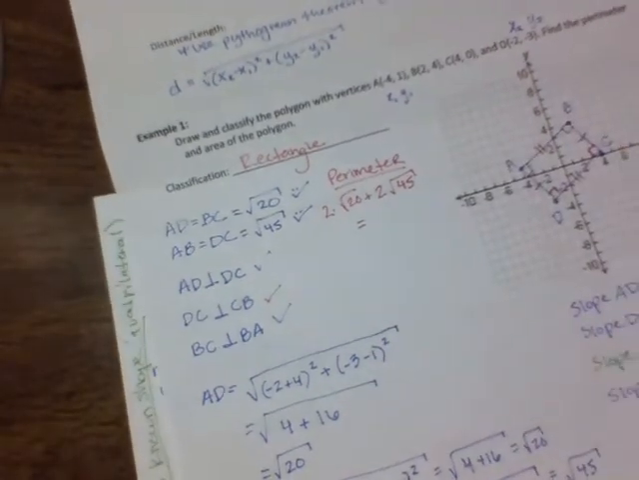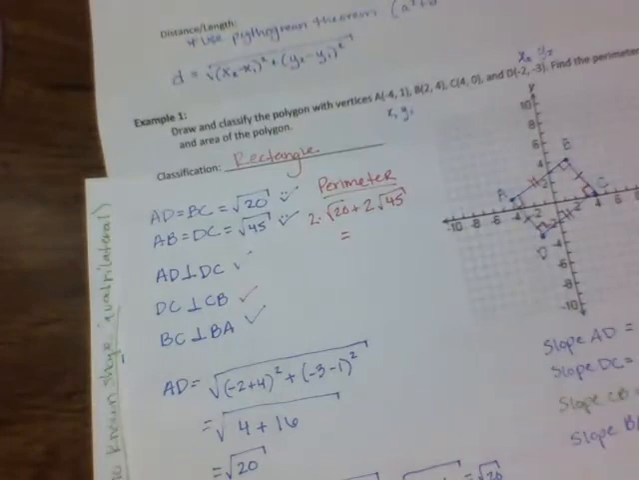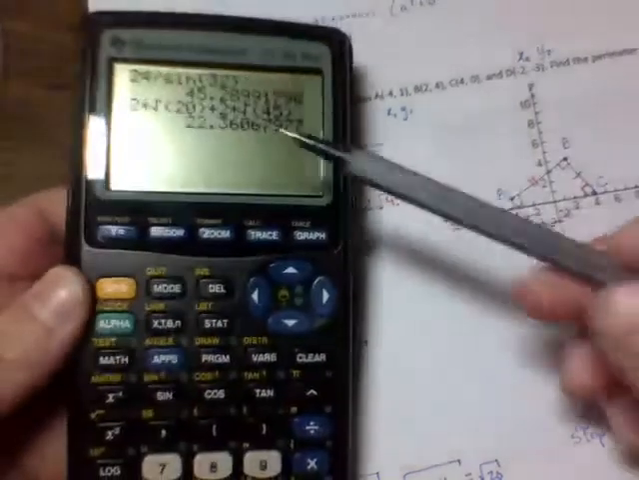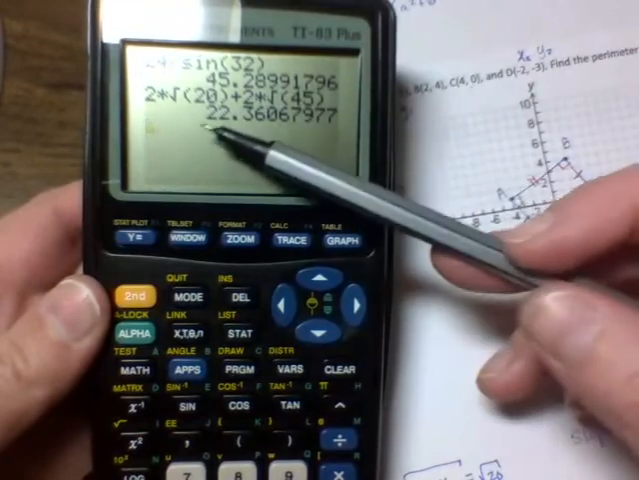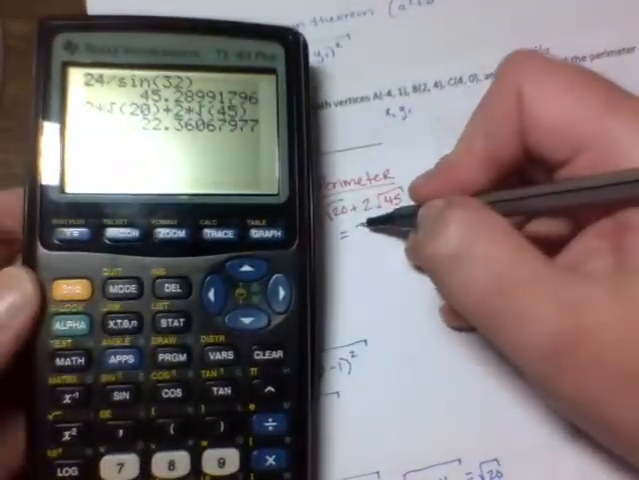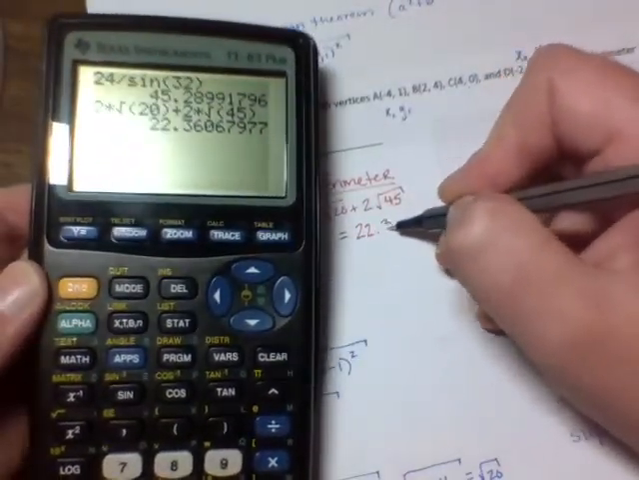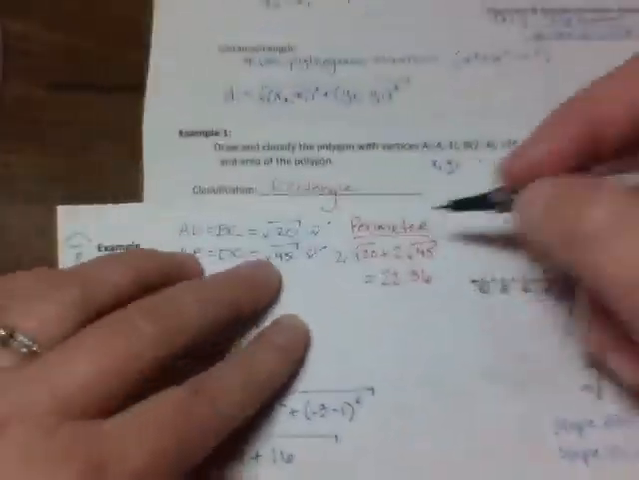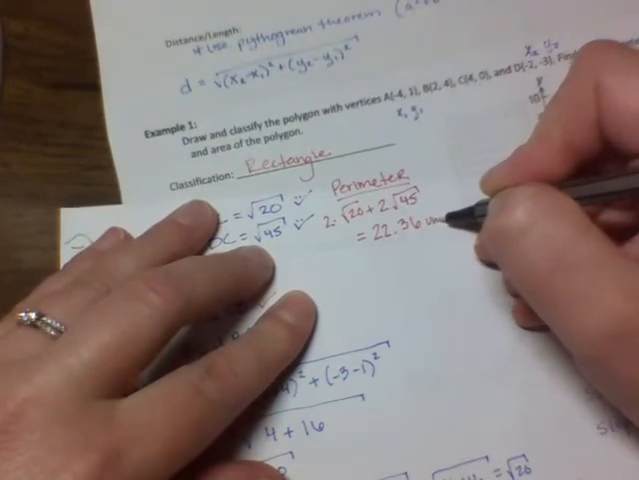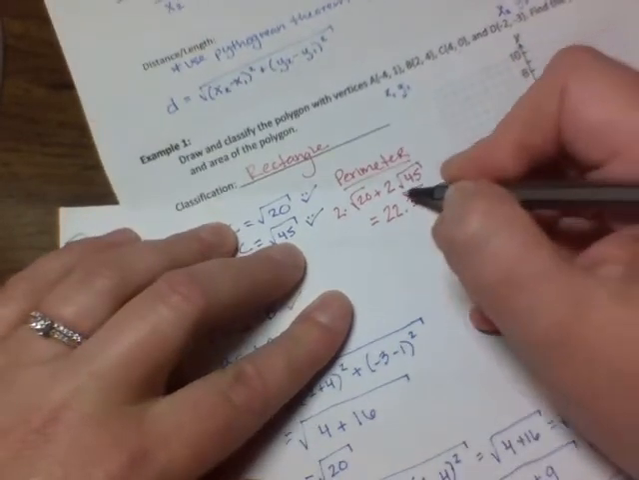And just because that's kind of hard to look at, we'll just go ahead and get a decimal. So 2 times the square root of 20 plus 2 times the square root of 45. Typing that into your calculator, you've got 2 square roots of 20, 2 square roots of 45, and so our perimeter ends up being 22.36. It doesn't necessarily say what to round to, so there we go. And then it's a perimeter, so just units and not units squared.